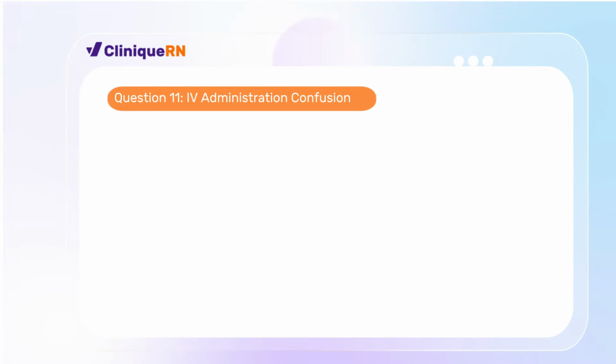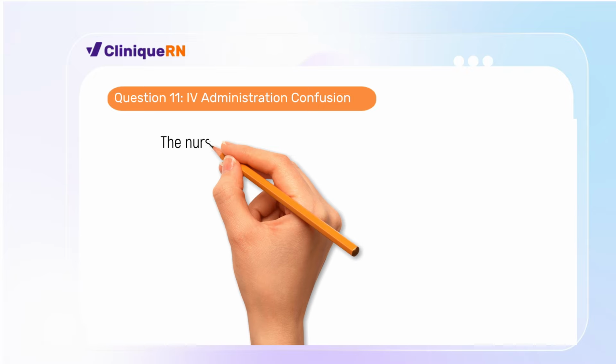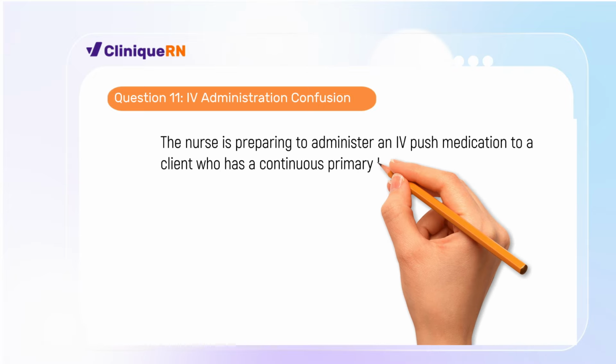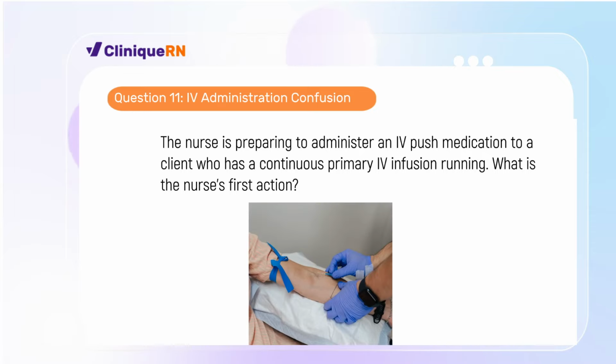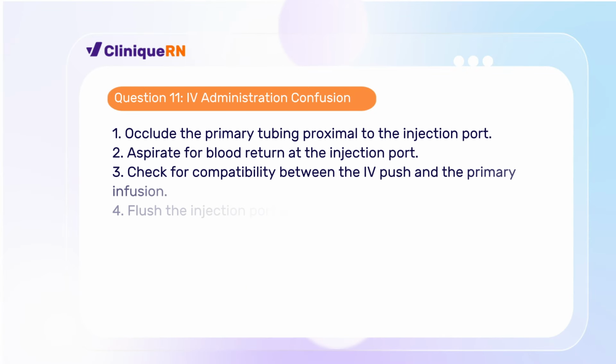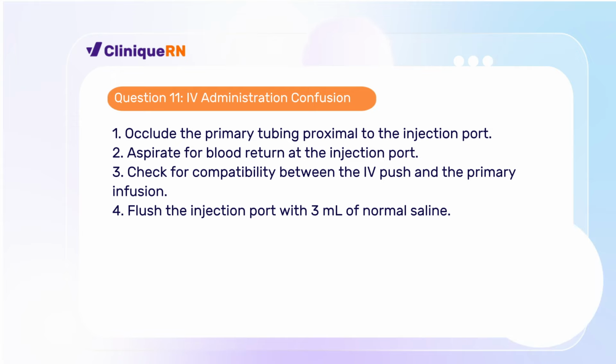Question 11. IV administration confusion. The nurse is preparing to administer an IV push medication to a client who has a continuous primary IV infusion running. What is the nurse's first action? 1. Occlude the primary tubing proximal to the injection port. 2. Aspirate for blood return at the injection port. 3. Check for compatibility between the IV push and the primary infusion. 4. Flush the injection port with 3 milliliters of normal saline.